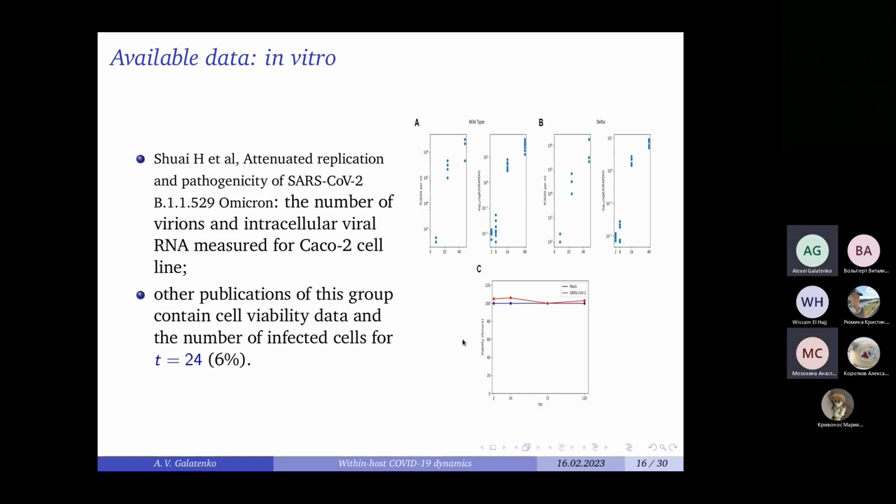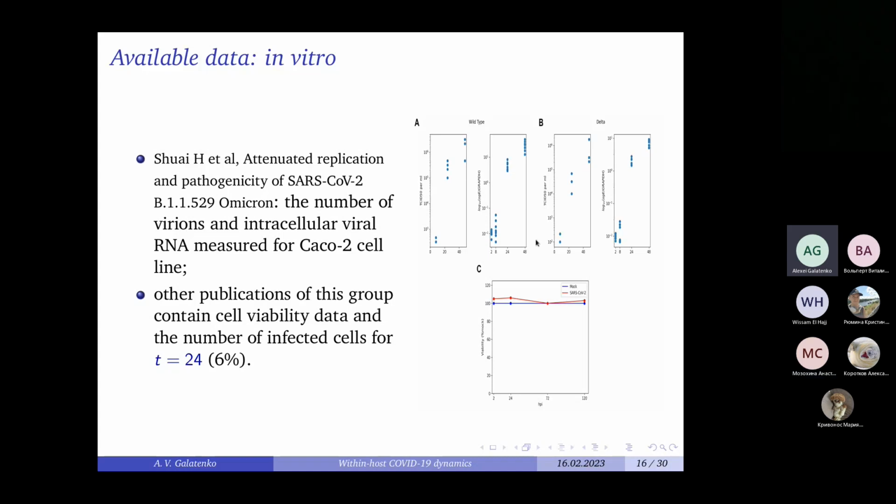Excuse me, may I ask a question? These experiments about virus death, they're in vitro. Am I understanding exactly right? Yeah, Caco-2 cell lines. And the duration of the experiment is just 48 hours. We do not say that viruses do not die at all. They do not die fast. This is what we say.